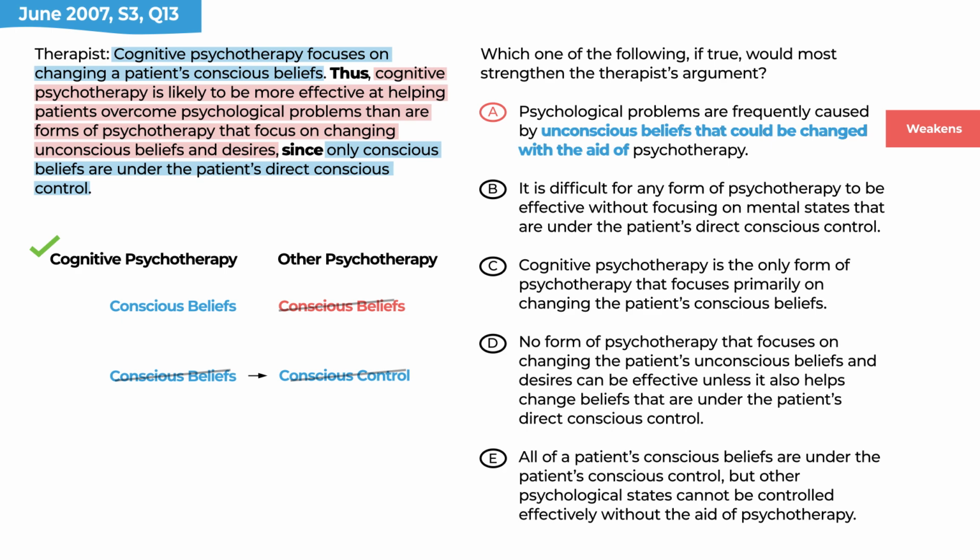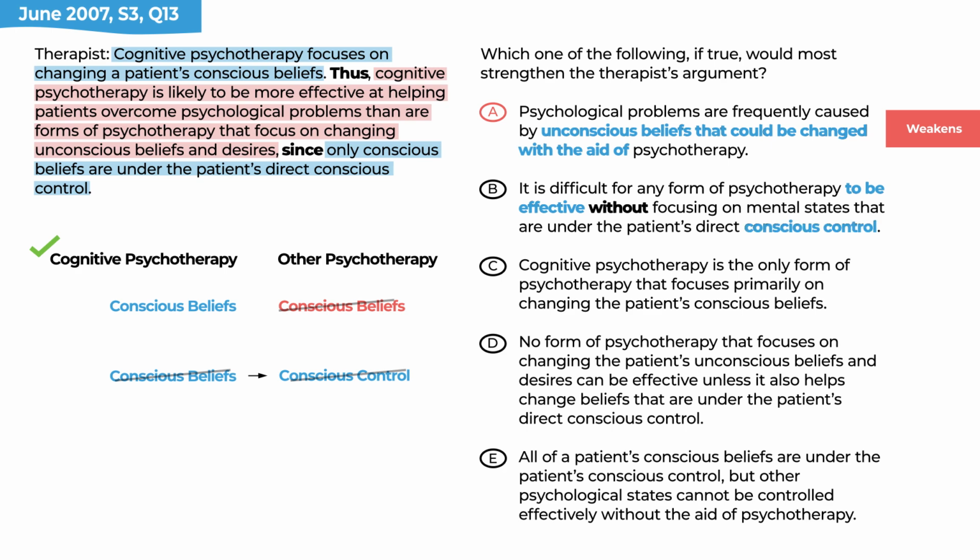Answer choice B says it is difficult for any form of psychotherapy to be effective without focusing on mental states that are under the patient's direct conscious control. So now this is building a relationship. It's difficult for a type or form of psychotherapy to be effective without focusing on mental states that are under their direct conscious control. And the key here is the words difficult to do this without. So you can't do it without. And when you see that structure, that's essentially building an if-then relationship. And we can say to be effective, it's not going to be effective unless it's under their direct conscious control.